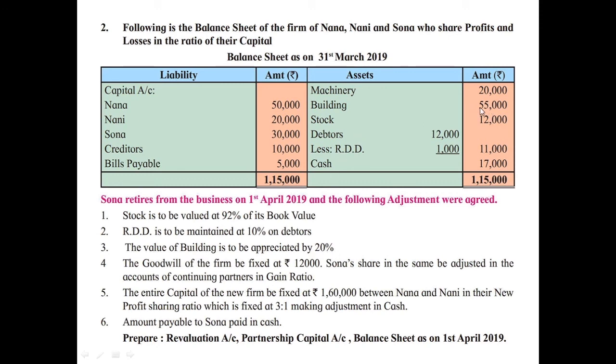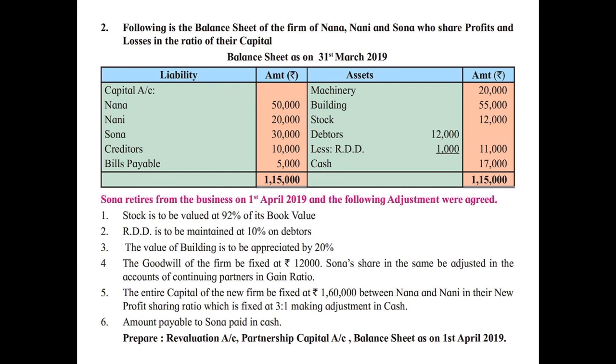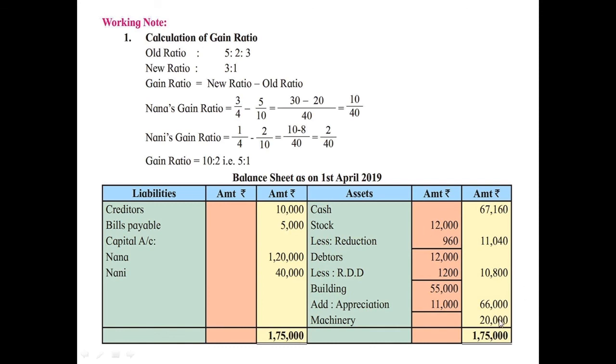Then as per adjustment number 3, the value of building has increased by 20%. The value of building is given as 55,000. So you have to write in the inner column, plus appreciation 11,000. So outer column 66,000. As per the adjustment, nothing is said or given about machinery. So the value of machinery will remain the same, that is 20,000. So here 20,000 is recorded. Then you have to check the total of liability and asset side. It should be equal.